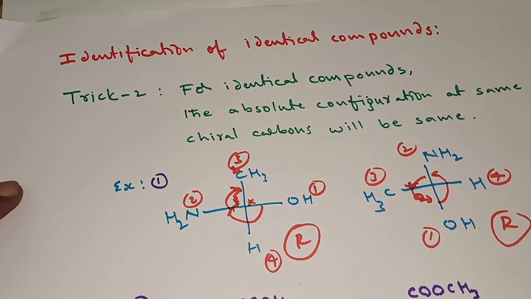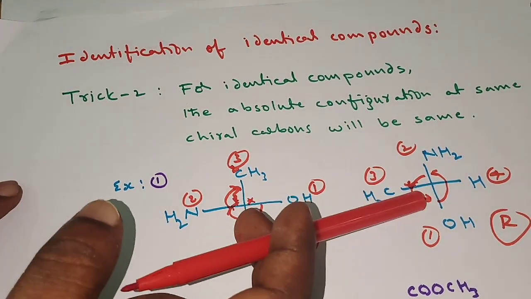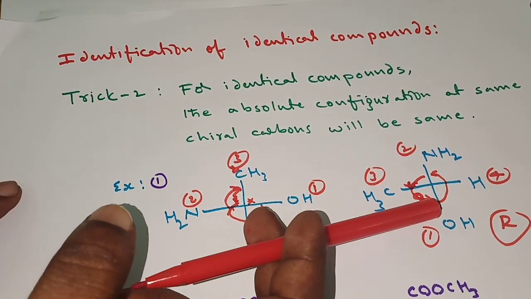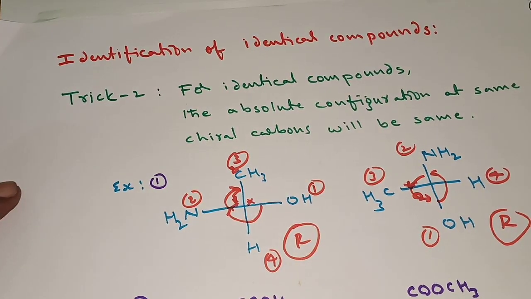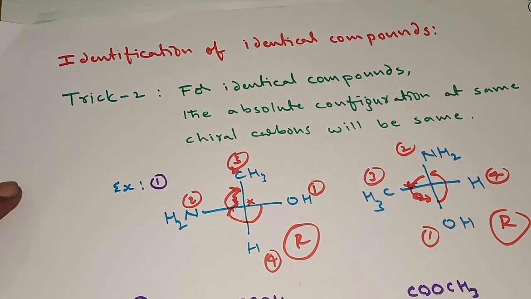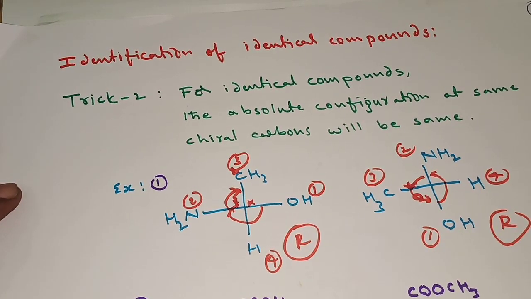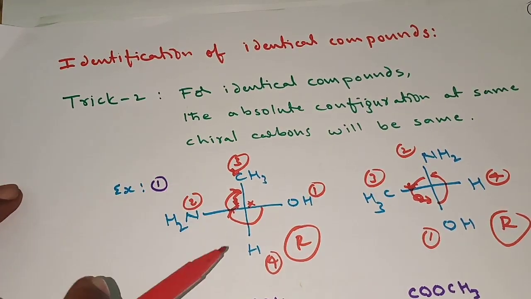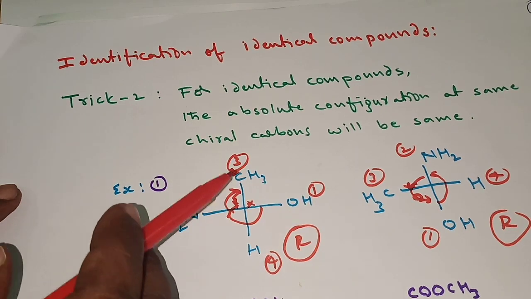And in these two isomers, what kind of relation is there? At a given chiral center in the two compounds, the absolute configuration is the same. That means these two compounds are identical compounds. Like this, you have to identify the identical compounds. In identical compounds, the absolute configuration of the same chiral carbon atoms will always be the same, whether the compound contains one chiral center or more than one chiral center. Give the numbering first.